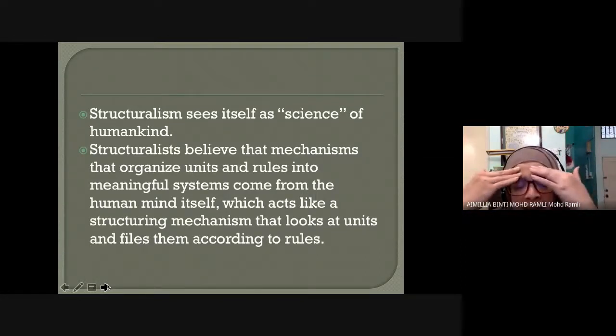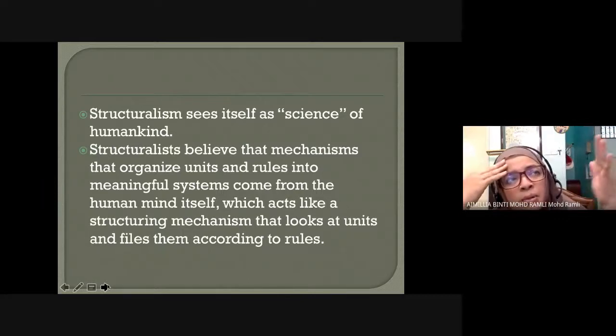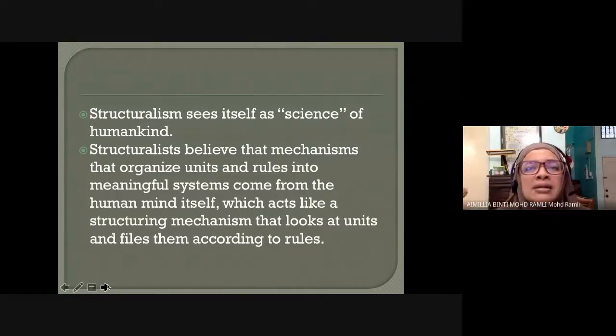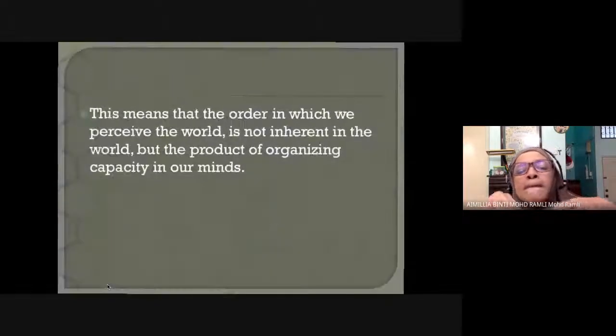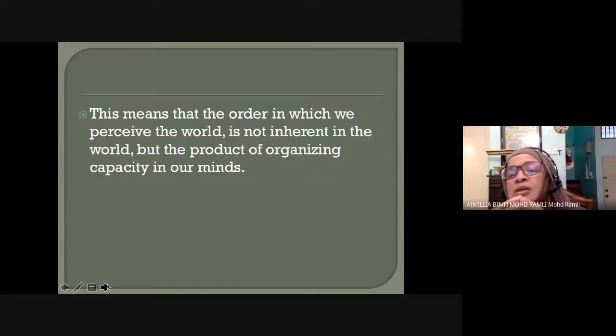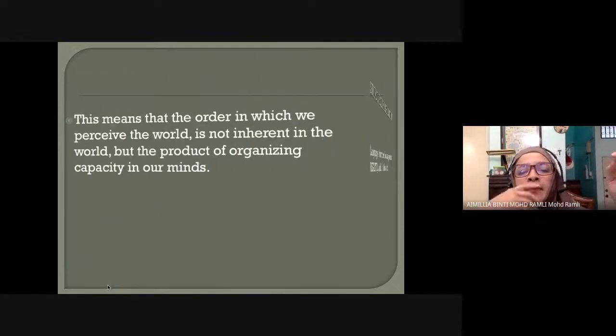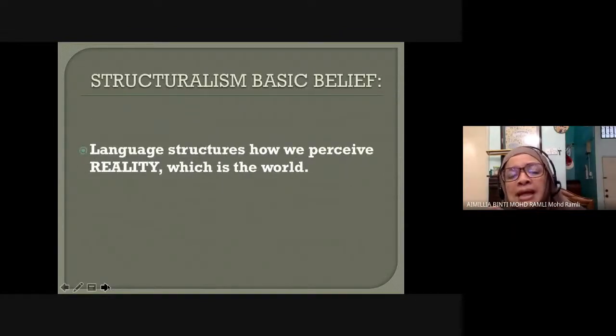In our mind, there is a process that allows us, when we hear one word, to know whether it's a noun or a verb or an adverb or adjective. So we know which one it is according to the context. So this is what is happening in our mind, because our mind can process words that we hear. This means that the order in which we perceive the world is not inherent in the world, but the product of the organizing capacity of our minds. So our mind organizes this world. Language structures how we perceive reality, which is the world.